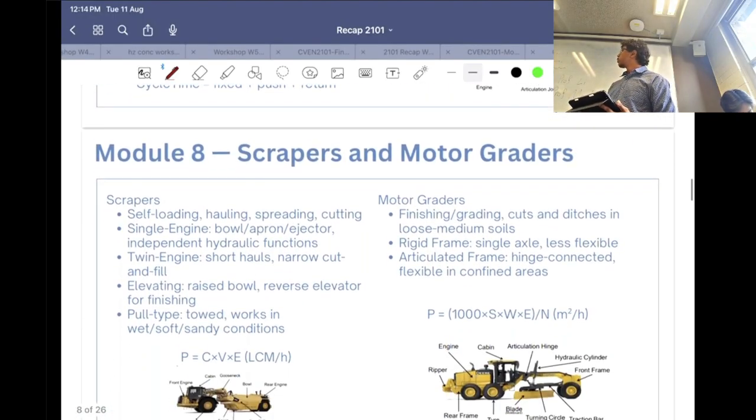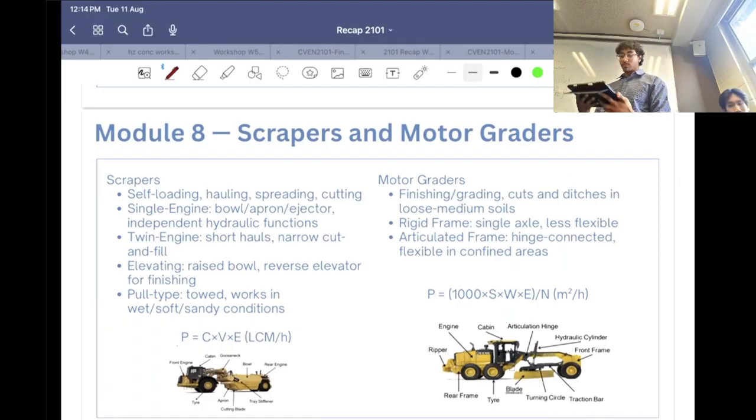This one's based on the more niche vehicles, in my opinion. We've got the scrapers and the motor graders. So the scrapers are self-loading, hauling, spreading, and cutting stuff. We've got a single engine, we've got twin engines. And yeah, we've got the production equation in the bottom as well.